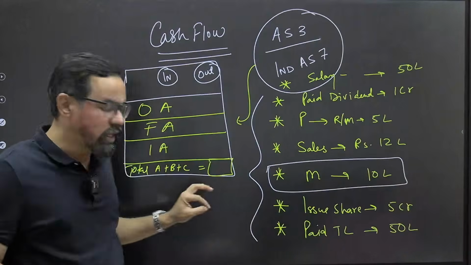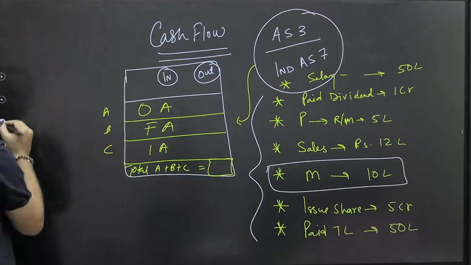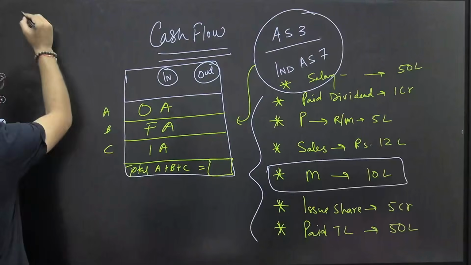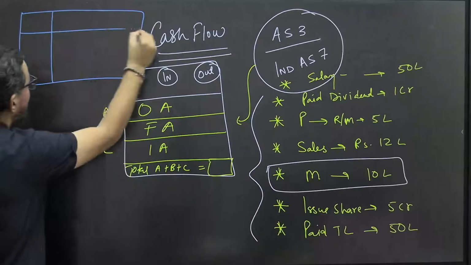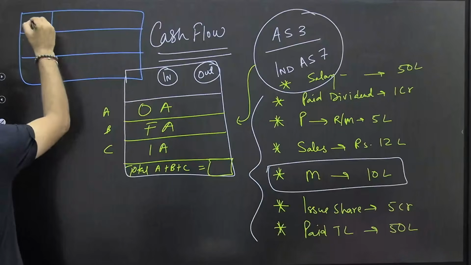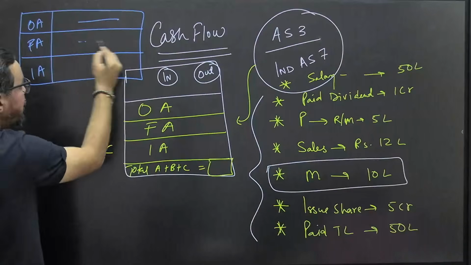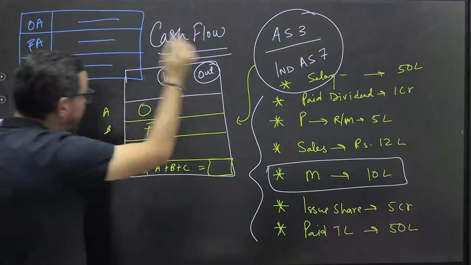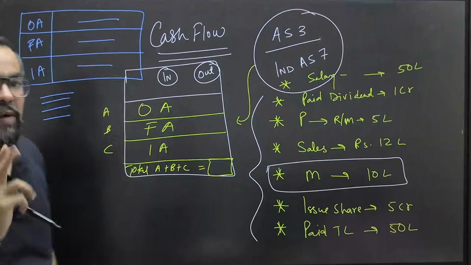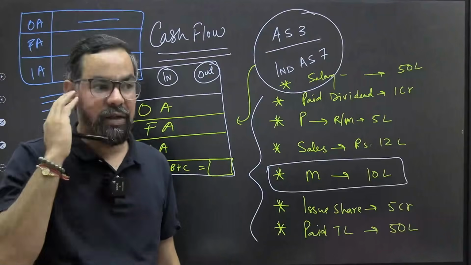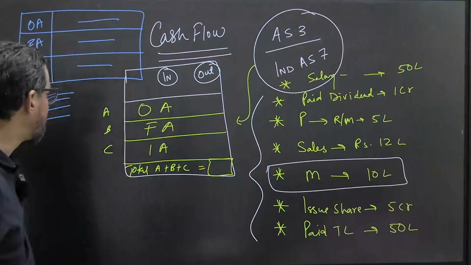Then another set of questions, which they asked in my session also. Generally they give one table. On one side they mention operating activities, financing activities, investing activities. On this side we have these particular entries. Now we have to match them, and we got 2 marks for that. I still remember that one. That was the 100-number question, the last question for 2 marks.